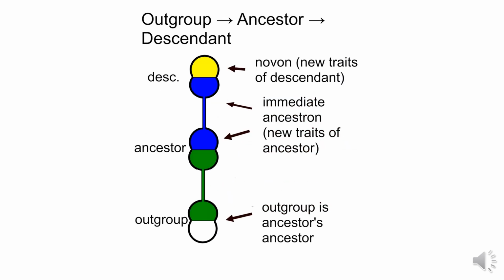The ancestor's ancestor's novan is in green. It is given to the descendant's ancestor. The ancestor's ancestor may be considered an outgroup. The novan of the ancestor is in blue and is given to the descendant. These two species are in-group. The ancestor's ancestor is the outgroup.